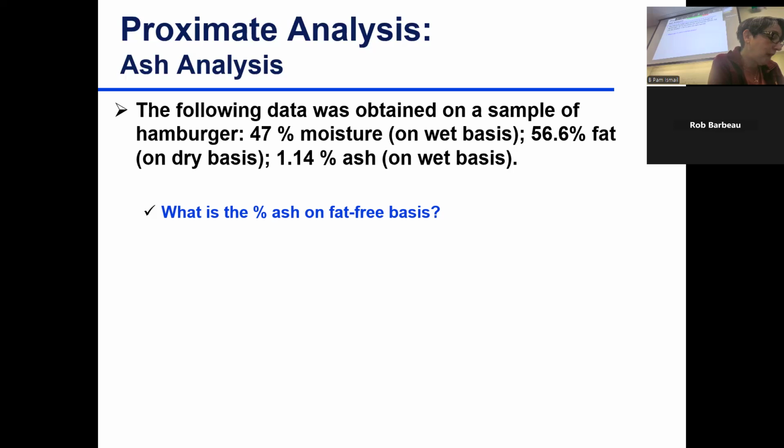So what is the first step? What do you see here? We are giving you fat content on dry basis. Now, you really want it on wet basis. You want to get the fat content on wet basis, because what I'm asking here is ash on fat-free basis, not on fat-free dry basis. So what would be the percent fat on wet basis?